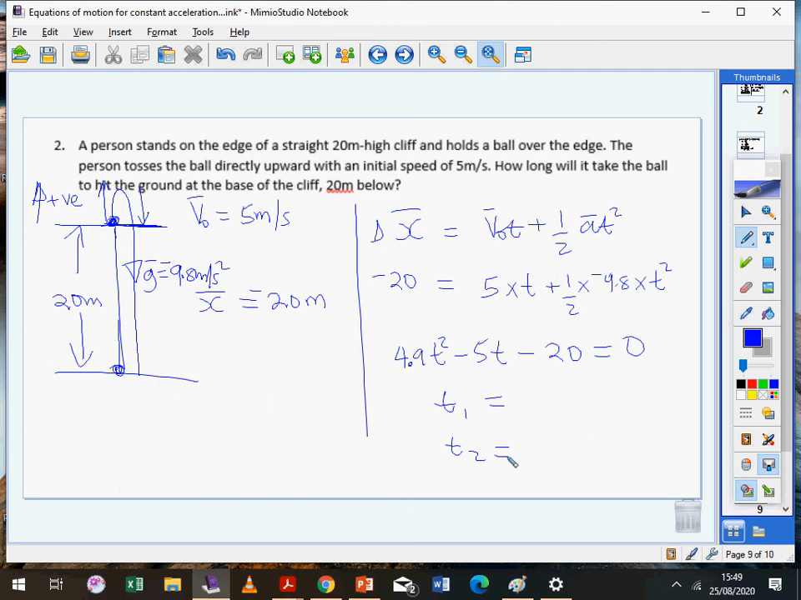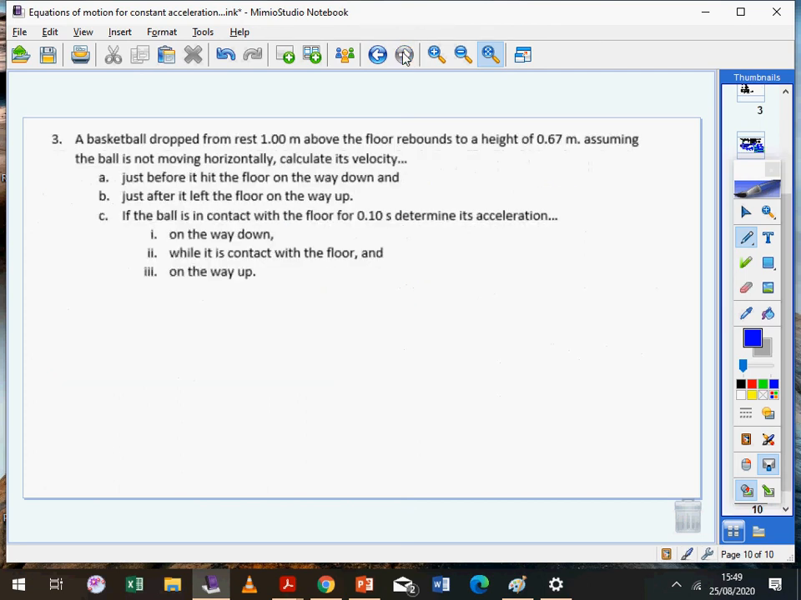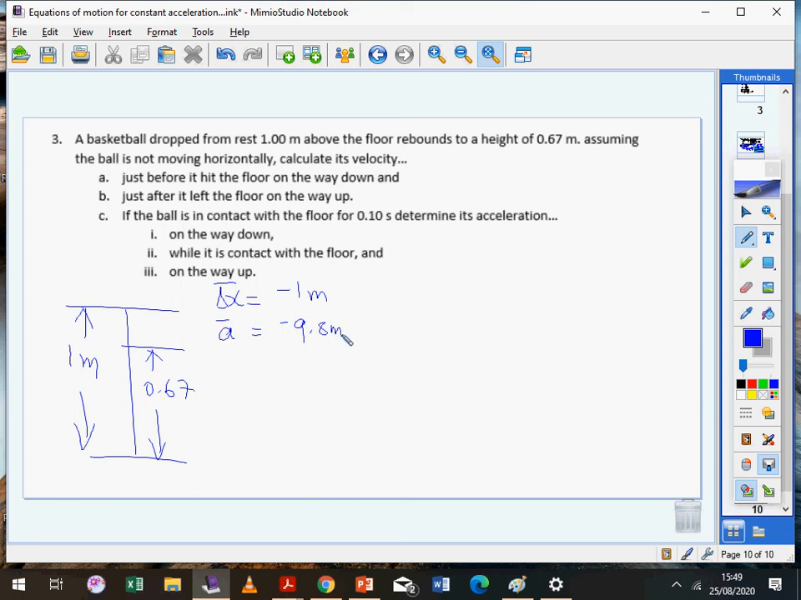Right, lastly, a basketball is dropped. Again, we're dropping something, and it rebounds to a height of 0.67. Assuming that the ball is not moving horizontally, calculate its velocity just before it hits the floor. Again, height is 1 meter. It's rebounding to a height of 0.67. Again, I'm using down as negative and up as positive. So my change in displacement in the first case will be negative 1 meter. Acceleration due to gravity is negative 9.8 meters per second squared.